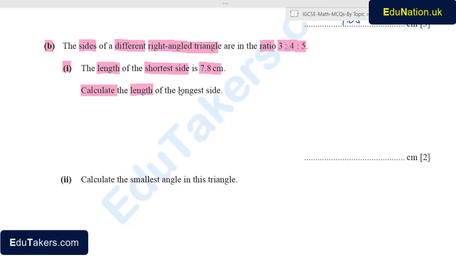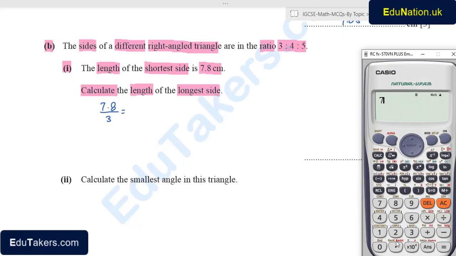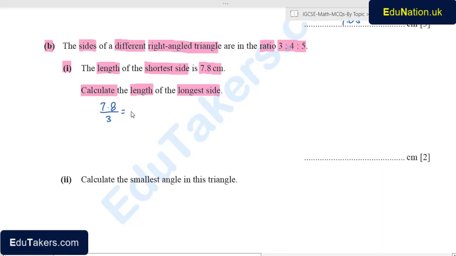Calculate the length of the longest side. Shortest side is 7.8 centimeters and the smallest ratio is 3. So 7.8 over 3. 7.8 over 3 is 2.6. We have to calculate the length of the longest side.